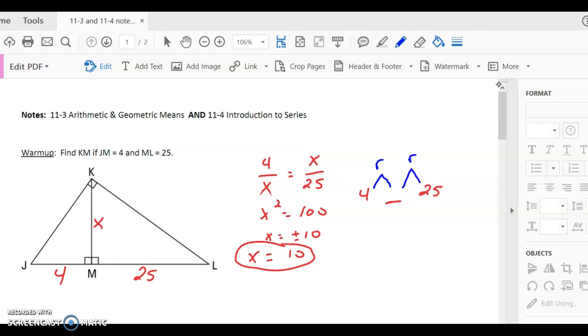So in this case, 4 times r squared would equal 25. If you solve this, you'd get r squared equals 25 fourths, and r would equal plus or minus 5 halves. And if you multiply 4 by 5 halves, you get 10. And if you take 10 times 5 halves, you get 25.